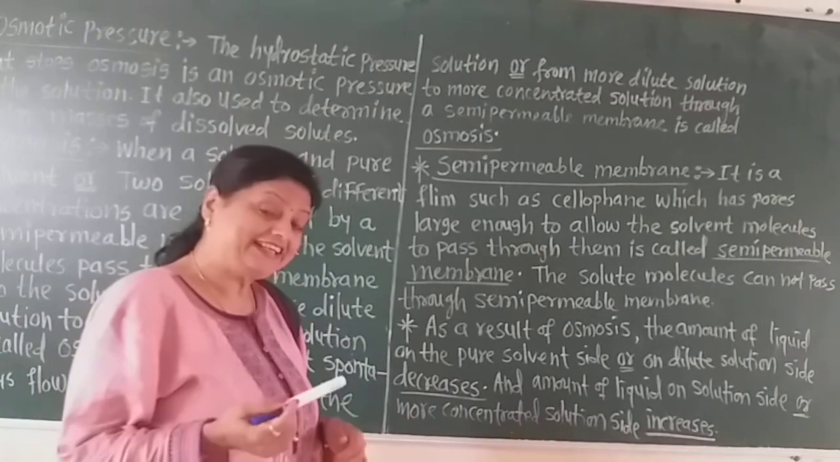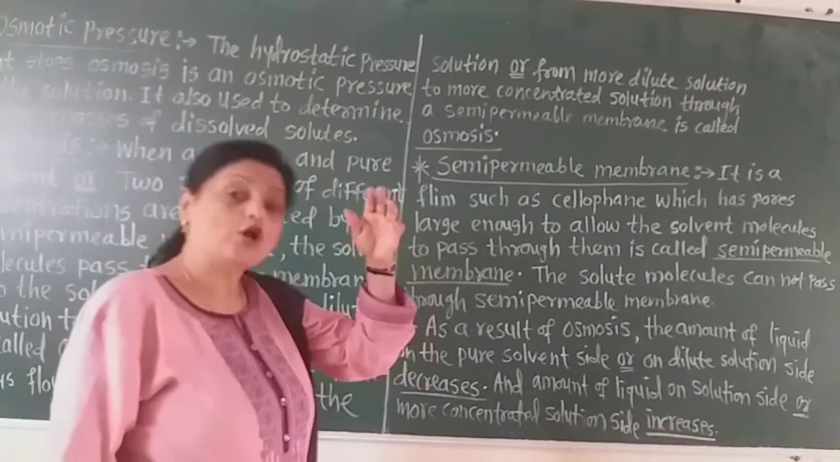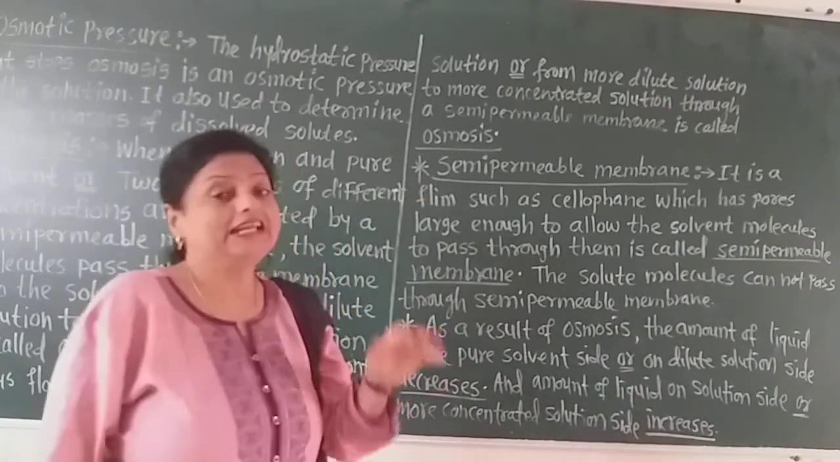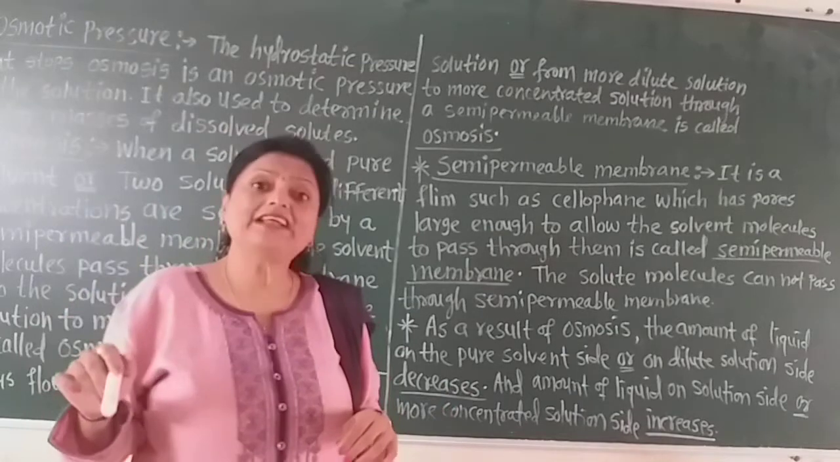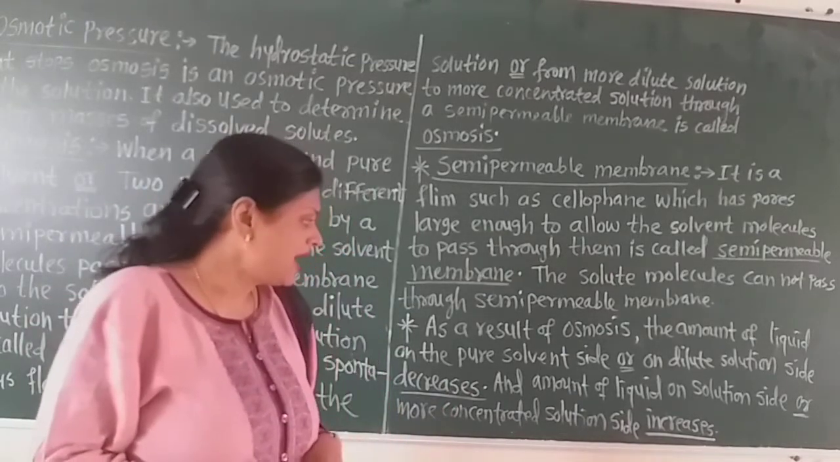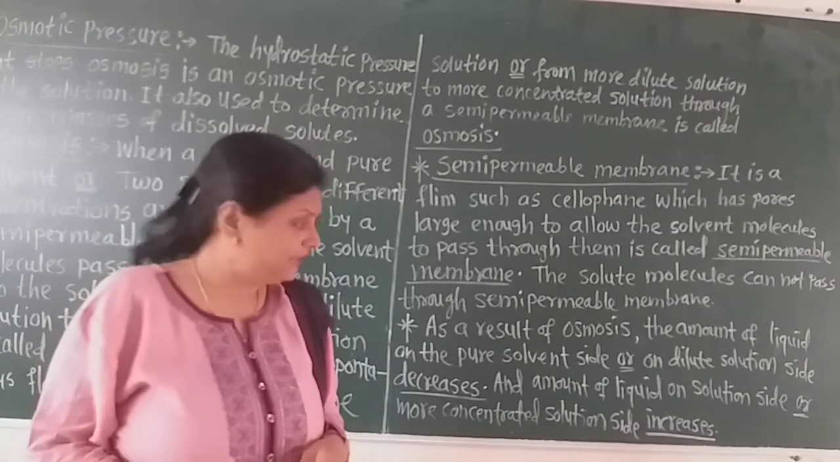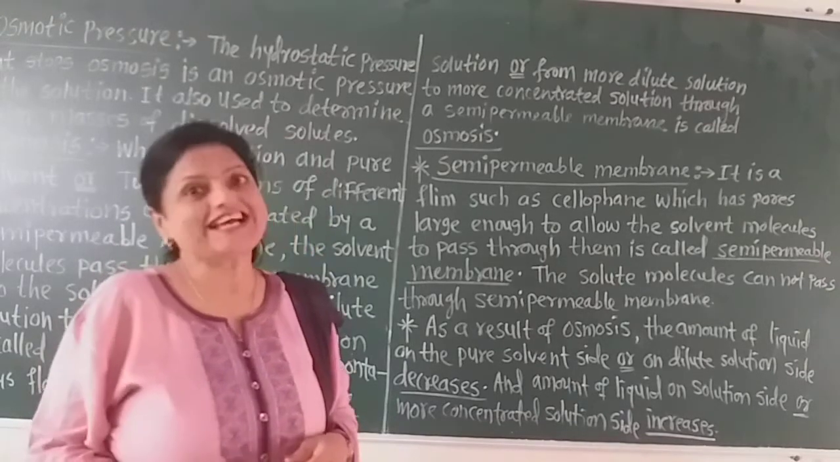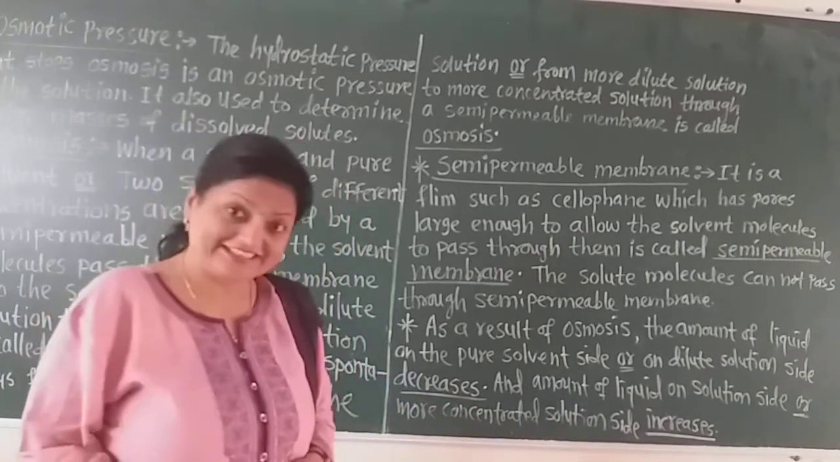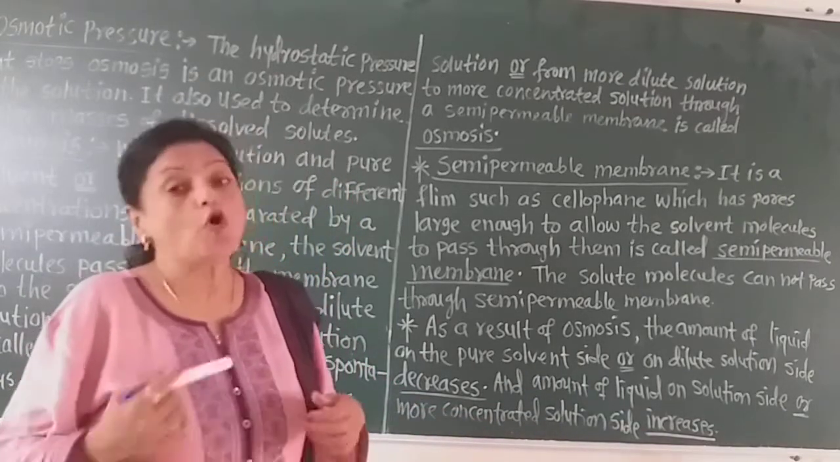But which level increases? The solution side, the concentrated solution side level increases, but the level of the solvent side or dilute solution side decreases. And the amount of liquid on the solution side, or more concentrated solution side, increases. Now, this is the result of osmosis.